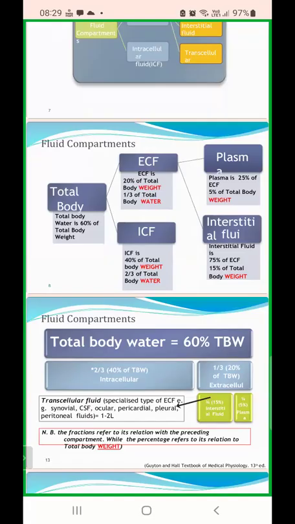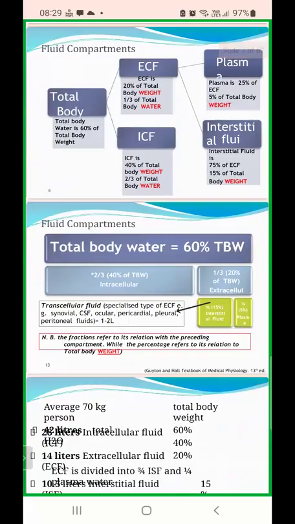As you know, 20% of the total body weight is ECF, so 15% is that of the interstitial fluid and 5% is that of the plasma. So one third of the body water is formed by ECF, and 25% of that one third is made of plasma, and 75% of that one third is given by the interstitial fluid. Now, ICF consists of 40% of the total body weight. So two-thirds of the total body water is actually the intracellular fluid.